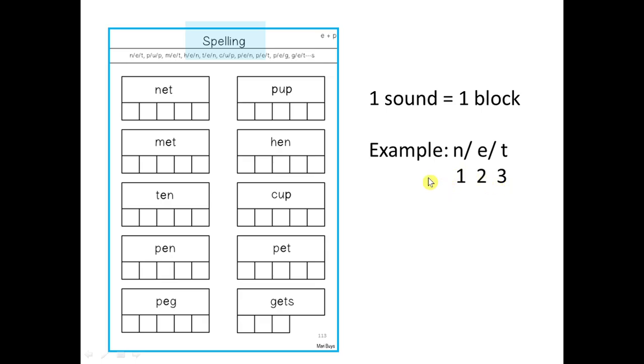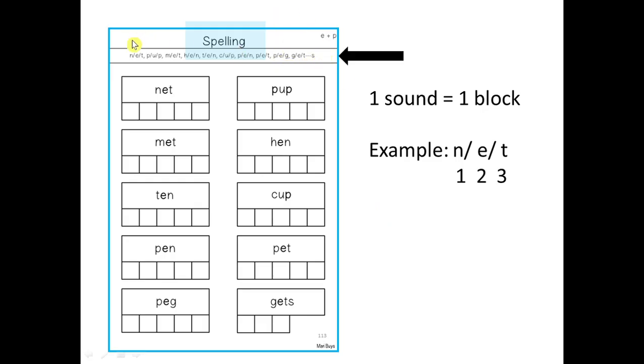And the reason why we must use sounds and not letter names is because the child, when he reads, must put these sounds together to form the word. So he will say n, e, t, and then the sounds must be put together to get net. And while we're doing this, we are building the neurological pathways all the way.